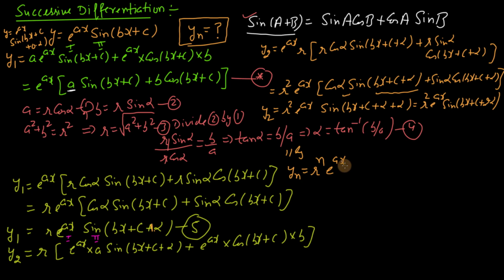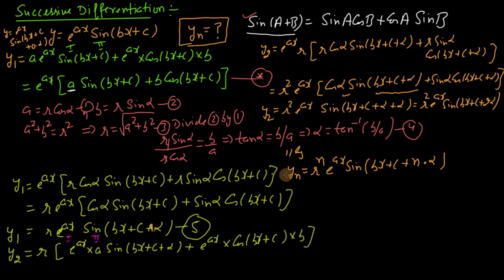So when here will be n, what will it be? It will be sine as such, because here is also sine, in second order also sine, first order also sine, and zero order also. In the nth order it will be sine. It will be bx plus c plus n times alpha. Fine.